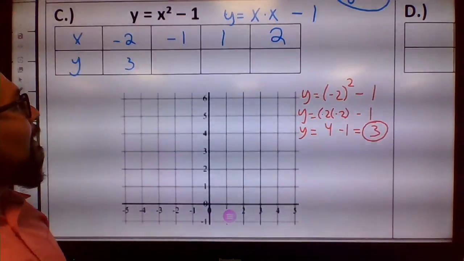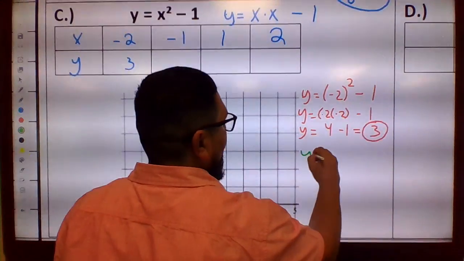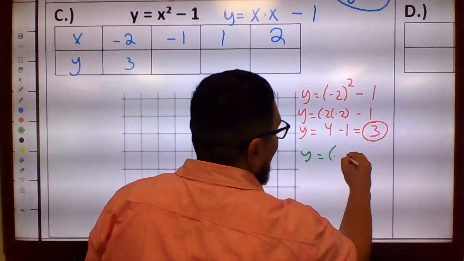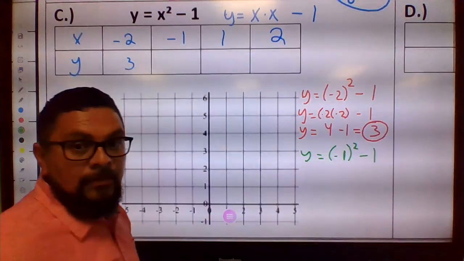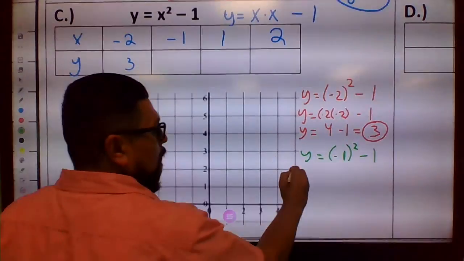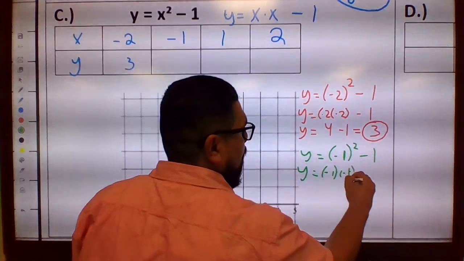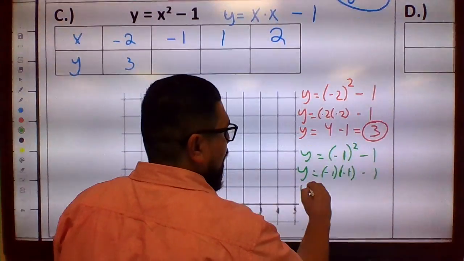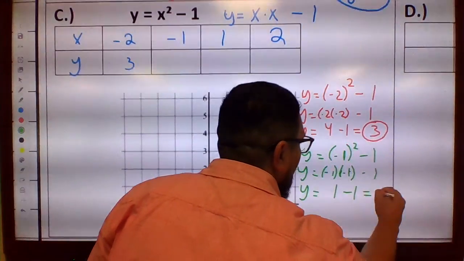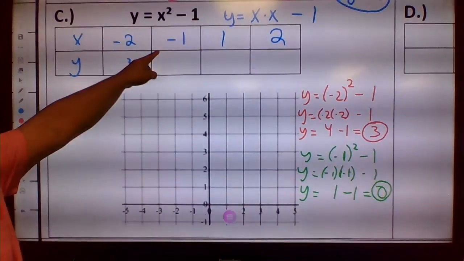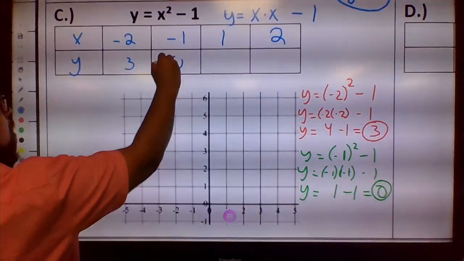Let's go on to the next one, negative 1. So y equals negative 1 squared minus 1. y equals negative 1 times negative 1, which is 1, minus 1, which equals 0. So when x equals negative 1, y equals 0.